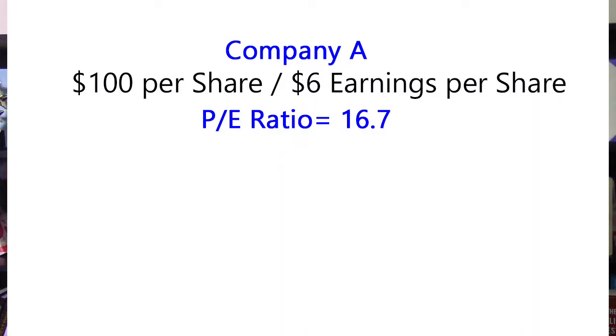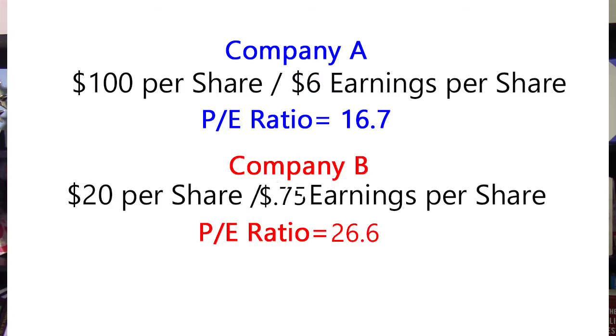Now, let's take a look at these two examples. Company A's stock has a share price of $100 per share. The annual earnings is $6, giving it a PE ratio of 16.7. Company B's stock has a share price of $20. Now, the annual earnings per share is only 75 cents, giving it a PE ratio of 26.6. Now, which company do you think is the better buy?